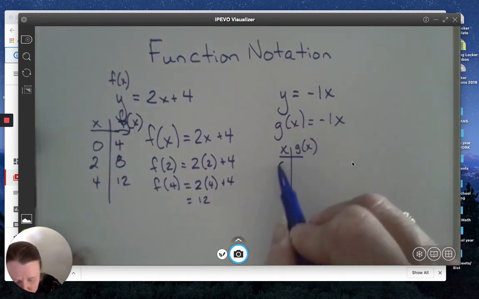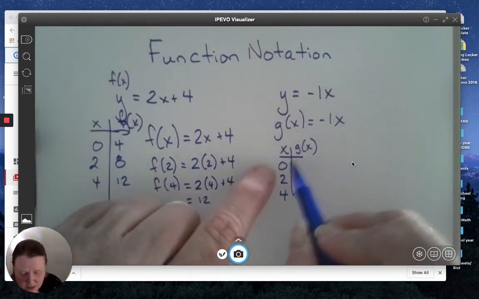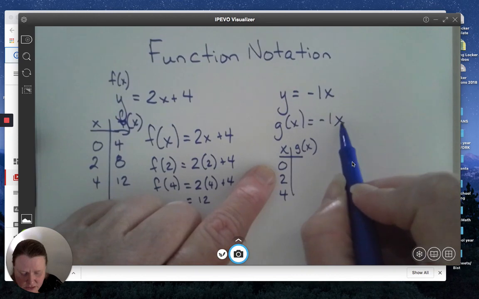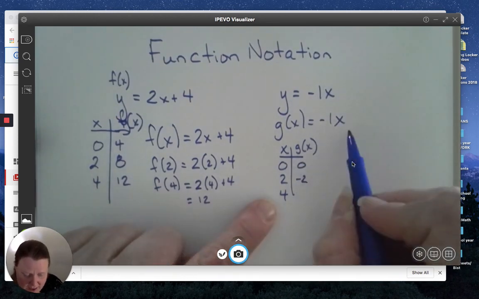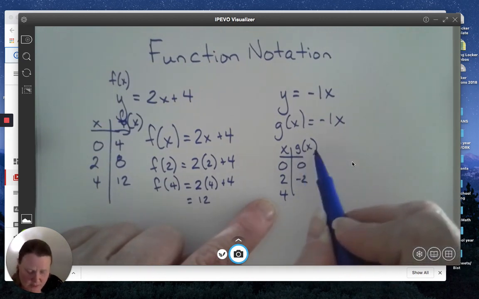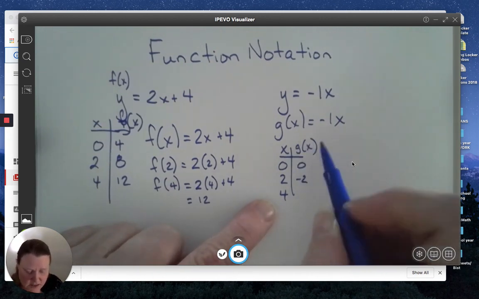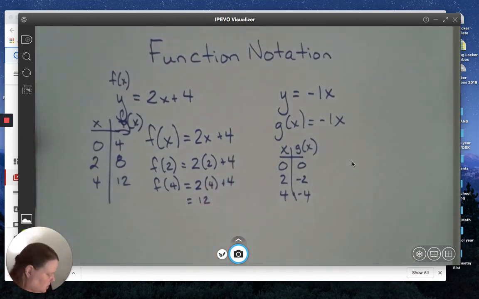Then if I plug in some numbers like I did before, I would just substitute in 0 here and 0 here, and 0 times that would be 0, 2 times that would be, it works the same way as if that had been a y. All I'm doing is placing the g of x in place of that. And so we would end up with all of our same answers in our t-chart.